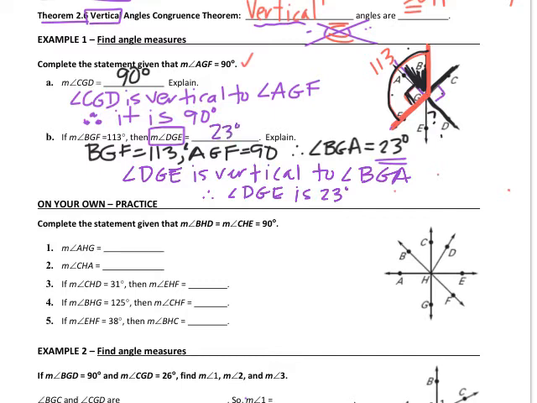Okay, so we have our explanation. We've used some theorems, terminology that we know makes sense for this diagram, and also we've shown some work here. So we have to do this now also for the on your own.